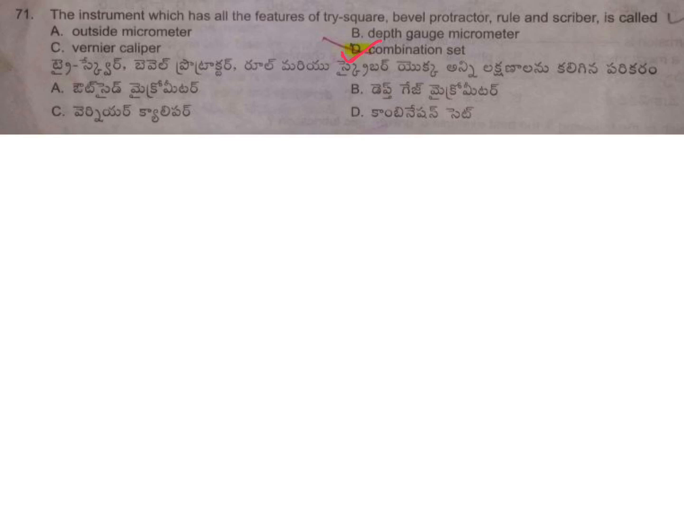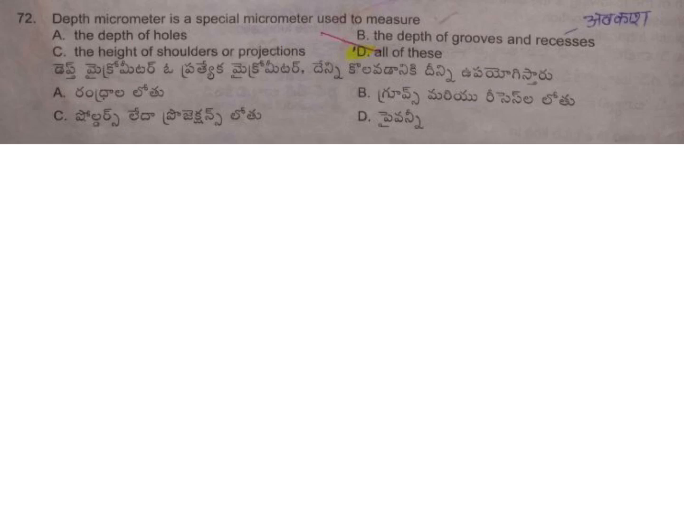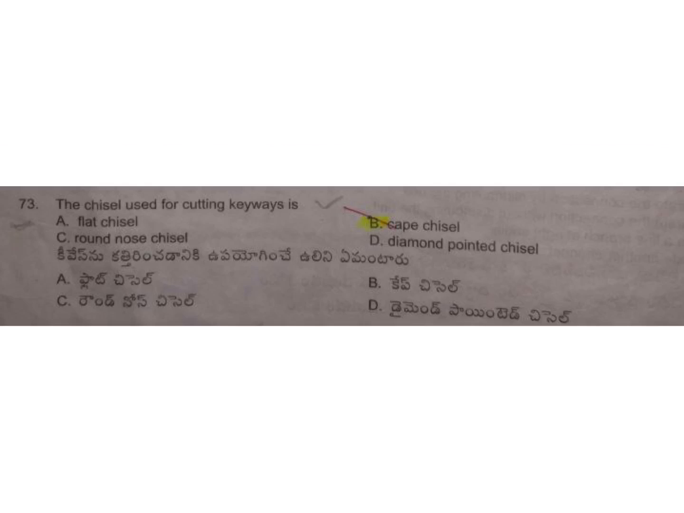Depth micrometer is a special micrometer used to measure the depth of holes. Yes, possible. The depth of grooves and recesses, this is also possible. The height of shoulders or projections, this is also possible. So all of these is the answer. D is the answer. The chisel used for cutting key way is A. Flat chisel, B. Cape chisel, C. Round nose chisel, D. Diamond pointed chisel. B is the answer. Cape chisel.